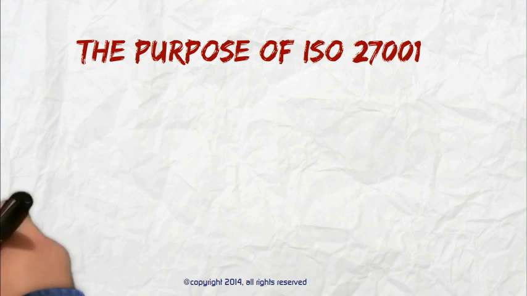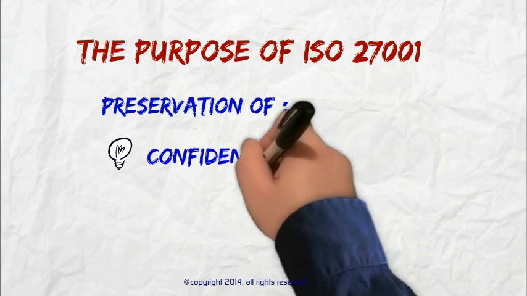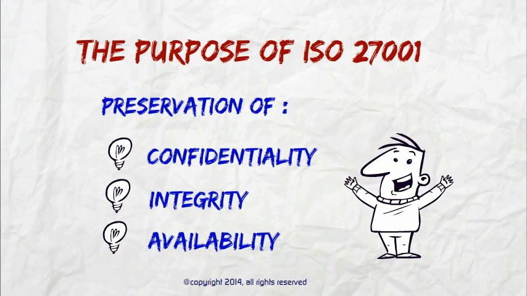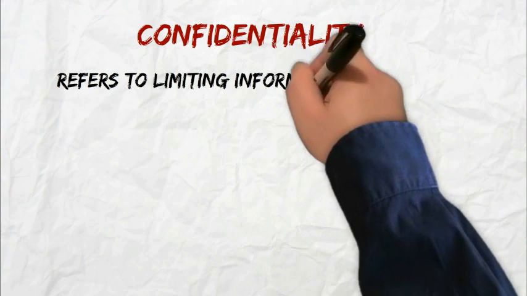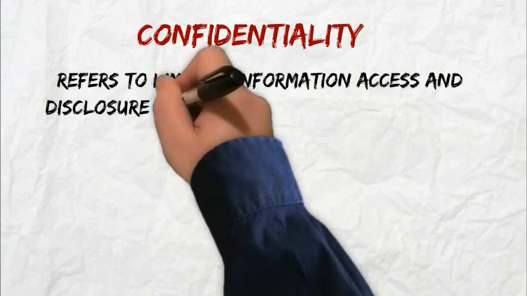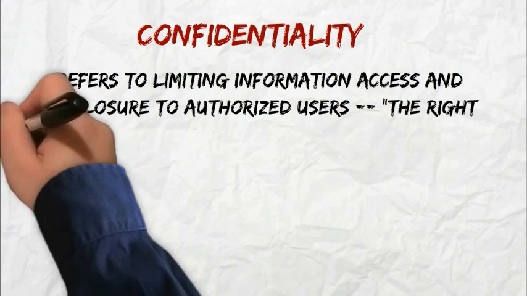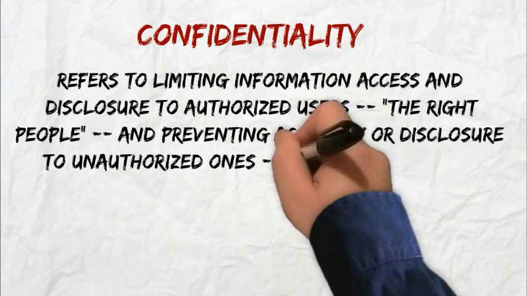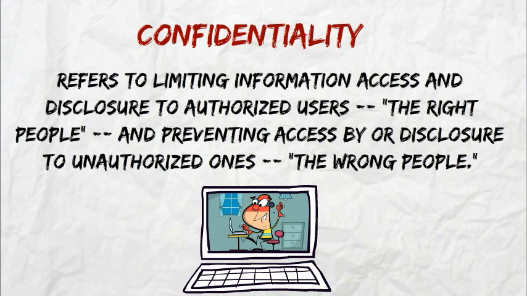The purpose of ISO 27001 is to help preserve confidentiality, integrity, and availability of critical business information assets. Confidentiality refers to limiting information access and disclosure to authorized users only, the right people, and preventing access or disclosure to unauthorized users, the wrong people.